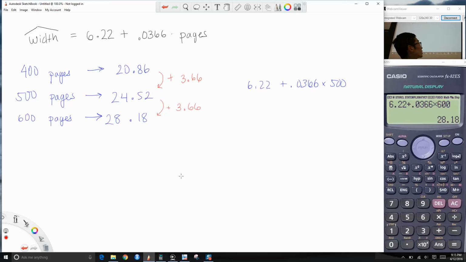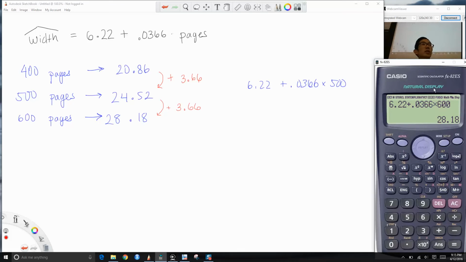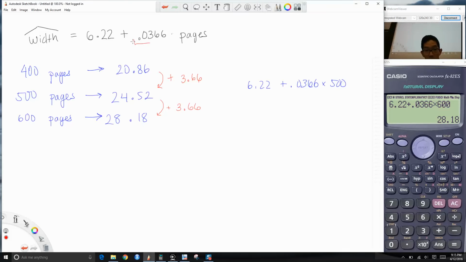3.66 also, right? Okay. Are we seeing where we're getting this 3.66? Here, where's it coming from? The slope, right? This value right here, what is this called? This is called the slope. And this one's called the what? Intercept, okay. So our slope is equal to 0.0366, right? So what is the interpretation of the slope?